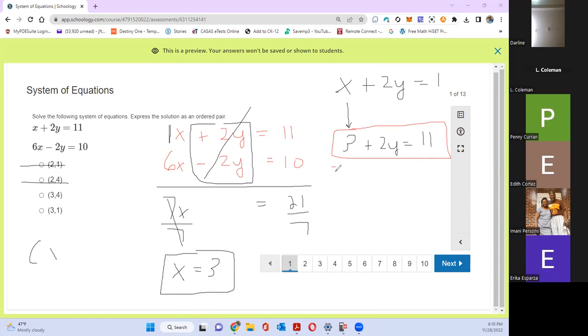Oh, you have to divide. Nope. No. You have to bring the three on the other side. You have to multiply the three to the two, right? No. So let's make sure we understand.